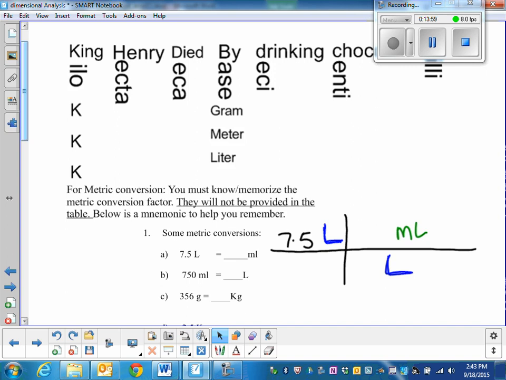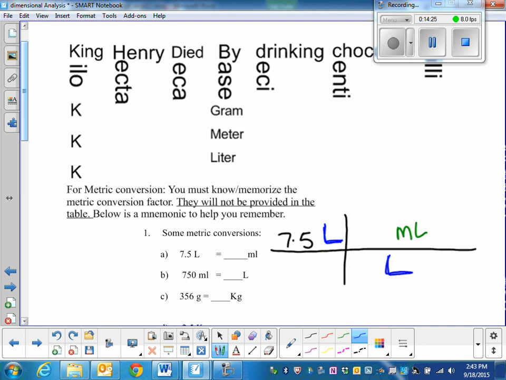I need to know what is the conversion factor. In order to learn the conversion factor, you need to know this mnemonic. King Henry died by drinking chocolate milk. That stands for milli, centi, deci. This is the base, deca, hecta, kilo. Everybody good? So now I'm going to go from milliliters to liters.